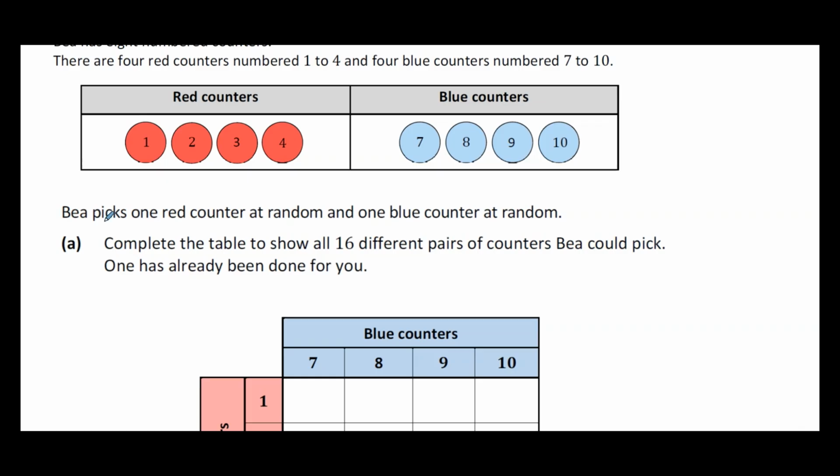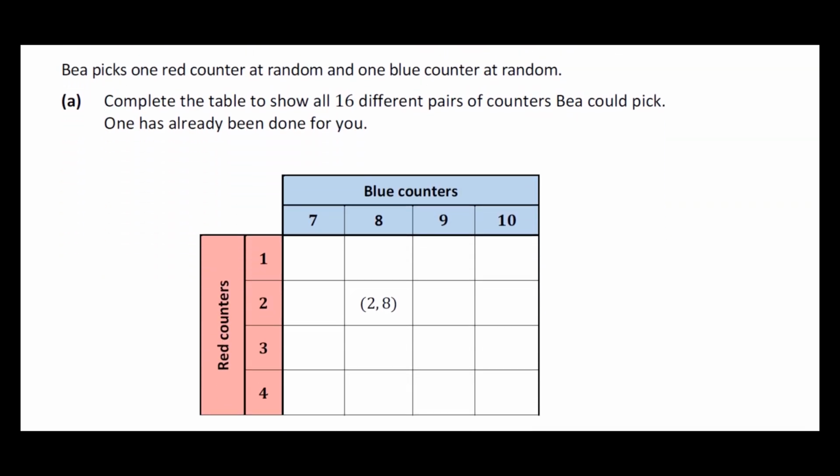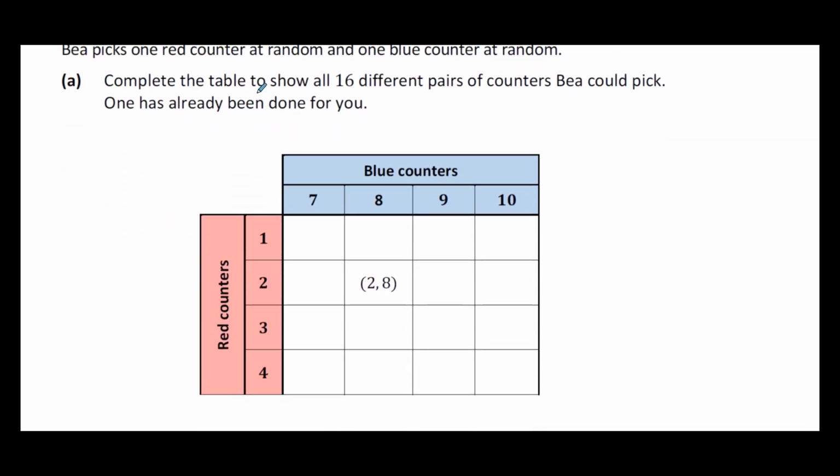Bea picks 1 red counter at random and 1 blue counter at random. Okay, we get that, we can imagine that. So what do we need to do with that? Complete the table to show all 16 different pairs of counters Bea could pick. One has already been done for you. So we understand this number goes first, this number goes second. So again, we are filling that in.